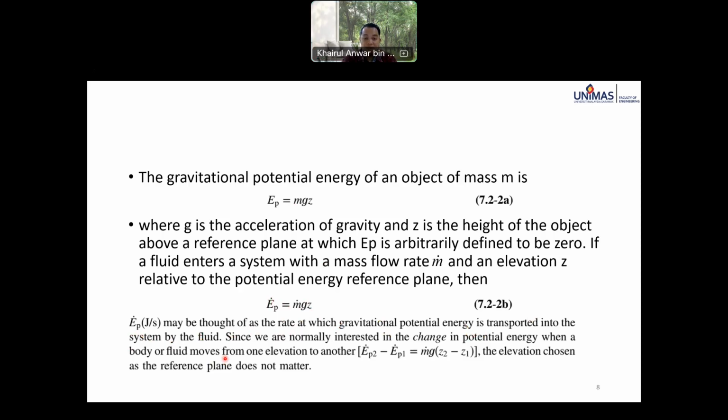Since we are normally interested in the change in potential energy when a body or fluid moves from one region to another, the elevation chosen as the reference plane does not matter. It's what I said to you. So the EP might be negative. It depends on the reference plane.